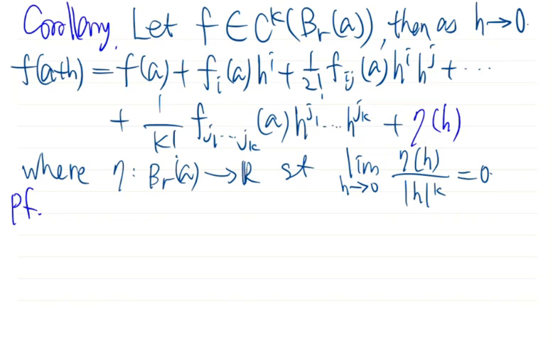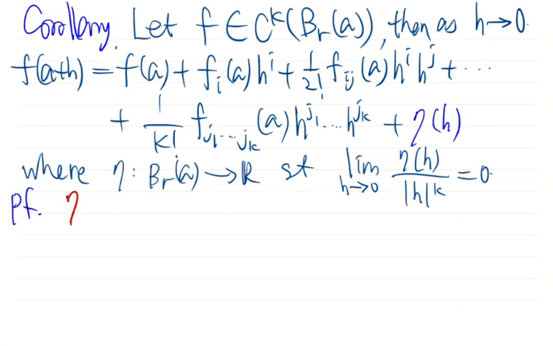You want to prove that for some eta, this equality holds, the remainder term eta. Obviously this eta must be the left hand side minus the sum of all the terms except the last term of the right hand side. I write this down.